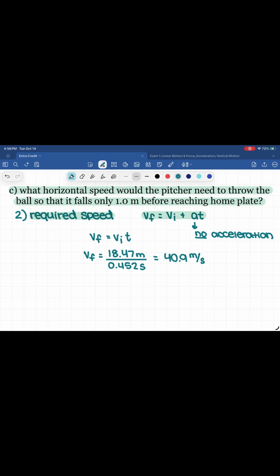This is our final answer, however we can convert it to miles per hour. In 1 meter per second, there is 2.237 miles per hour. So for our final velocity, we can multiply 40.9 by 2.237 to get the final answer of 91.5 miles per hour.